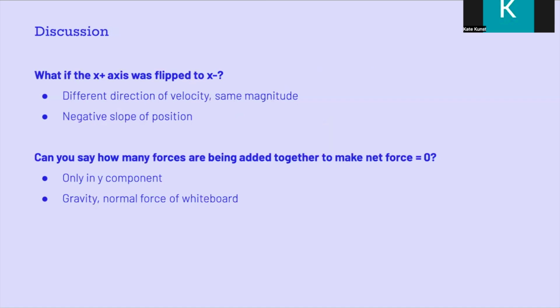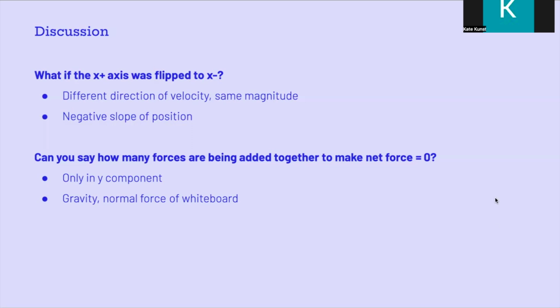And so what if the x positive axis was flipped to x negative? So there would be a different direction of velocity, but the same magnitude, because this would just be switching the direction. It would make the x component of the velocity negative because we're swapping the plotted points of x. So this would also create a negative slope for the position over time graph.